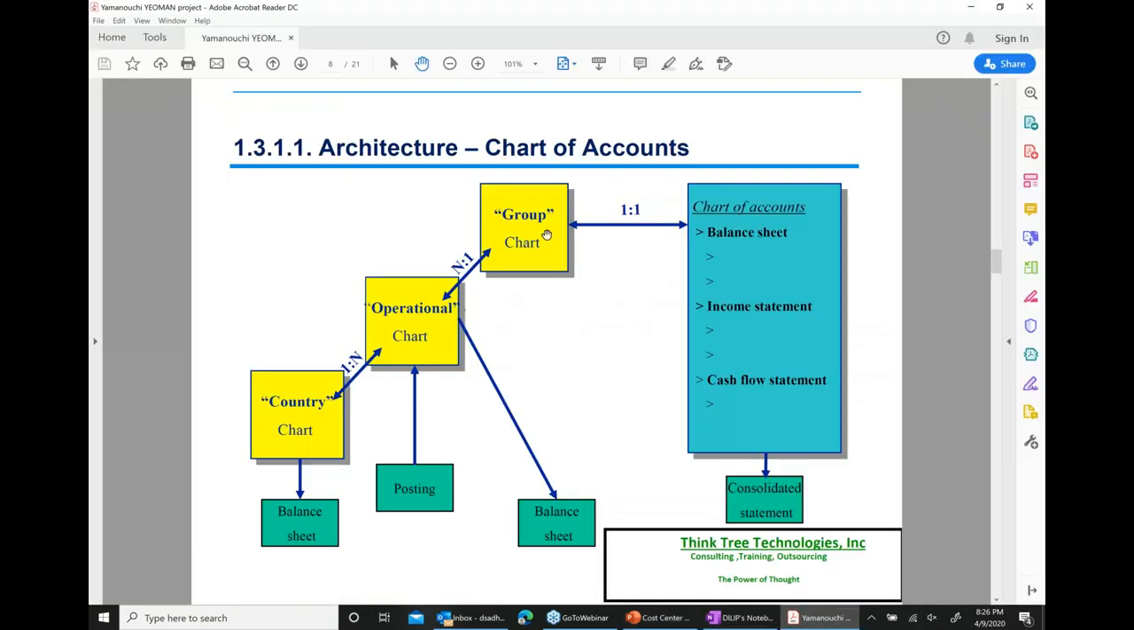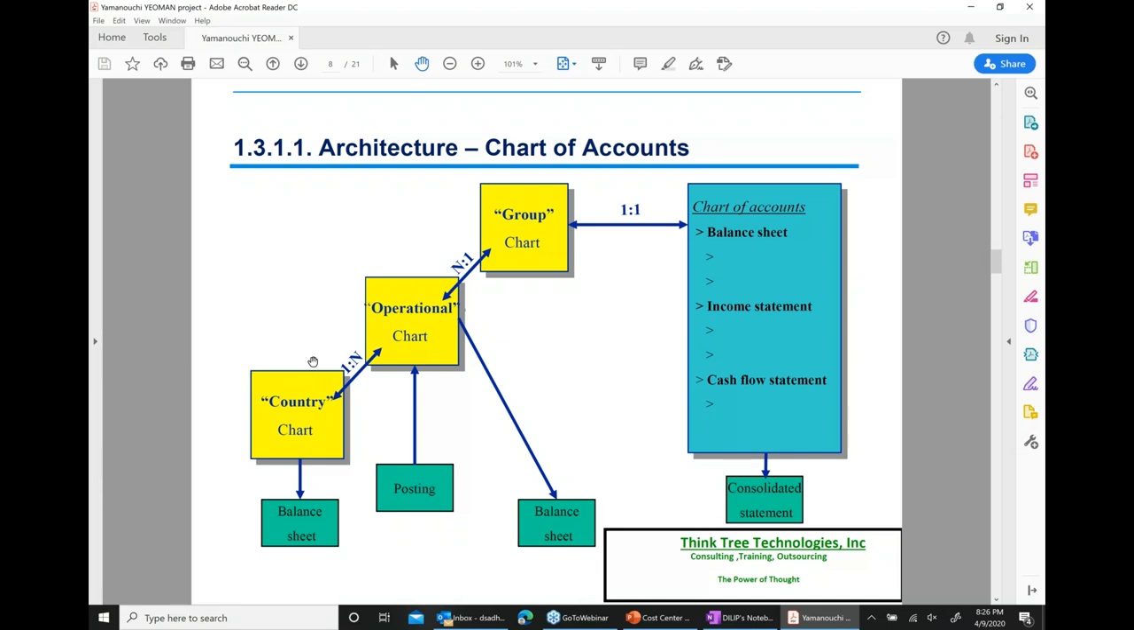Okay, that is all. Now, look at the words here: country chart of account, operational chart of account, group chart of account. Operational chart of account is the one which is the primary chart of account. You see the three boxes here in yellow. Operational chart of account basically means where all your day-to-day financial postings take place. And one chart of account can be assigned to multiple company codes also. So you might have Pepsi US, Pepsi Canada, Pepsi China, Pepsi UK, Pepsi South Africa, Pepsi Japan. All of them can use the same chart of account if they want to.